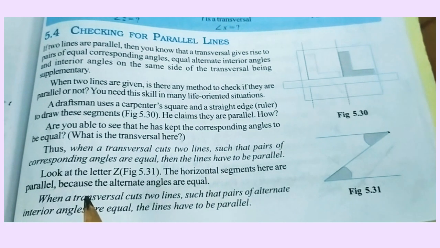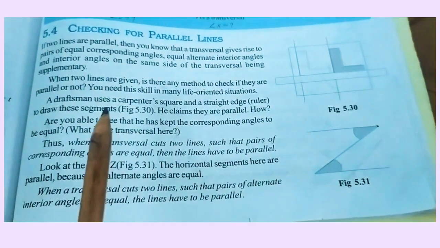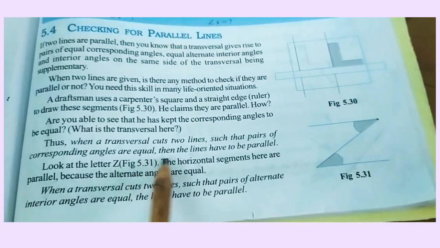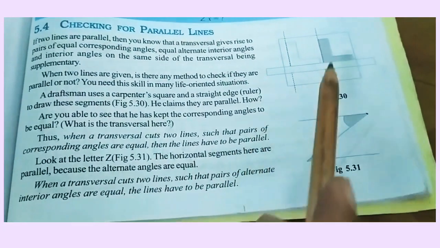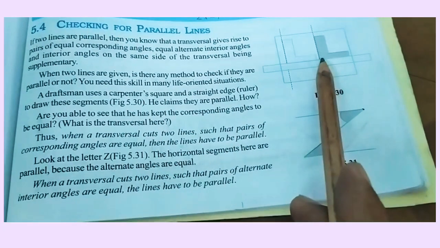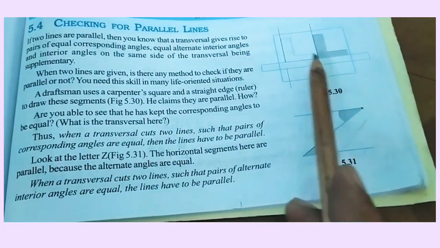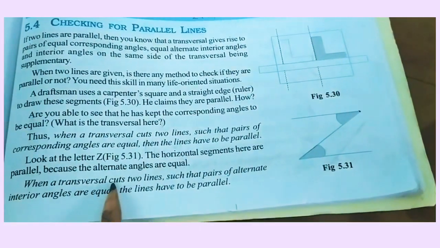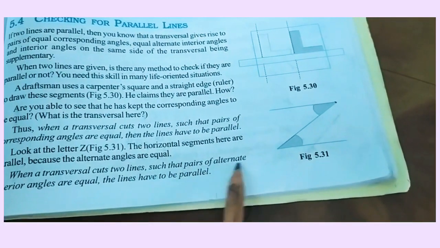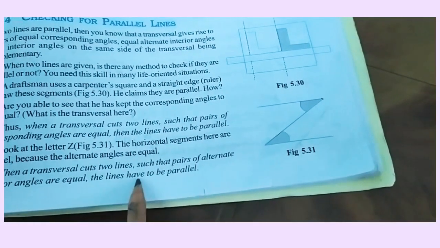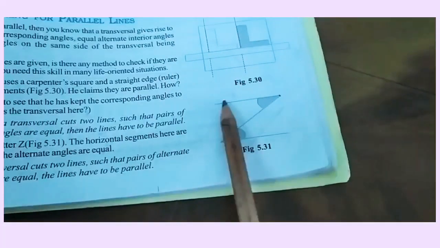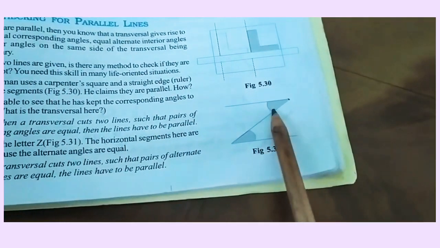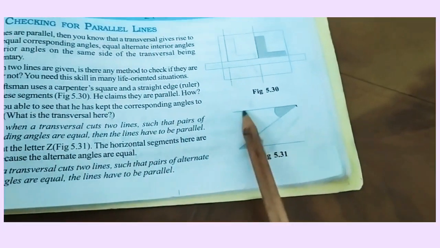The next concept is about checking the parallel lines. How to check? If when a transversal cuts two lines such that a pair of corresponding angles are equal, then the lines have to be parallel. So here, if we get two corresponding angles equal along with the transversal, then those lines will be parallel. Similarly, when a transversal cuts two lines such that a pair of alternate interior angles are equal, the lines have to be parallel. See here in Z shape. So here we are getting two alternate angles. If these two alternate angles are equal, then these lines will be parallel.